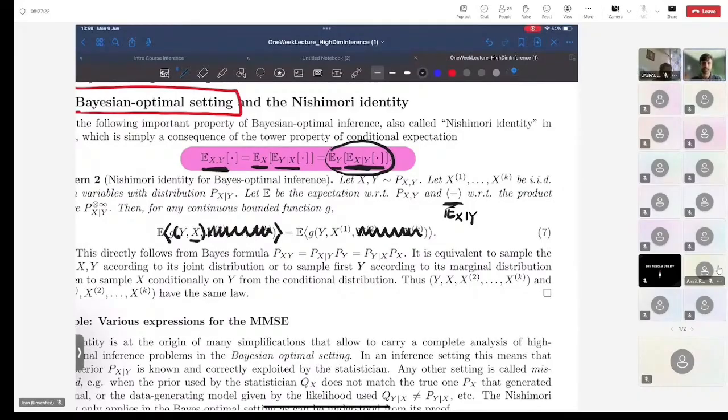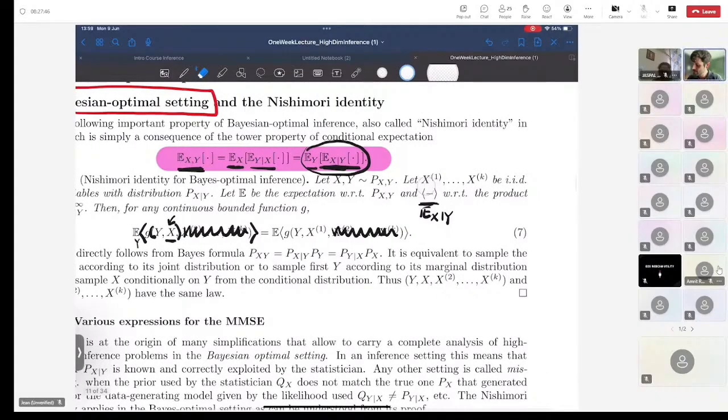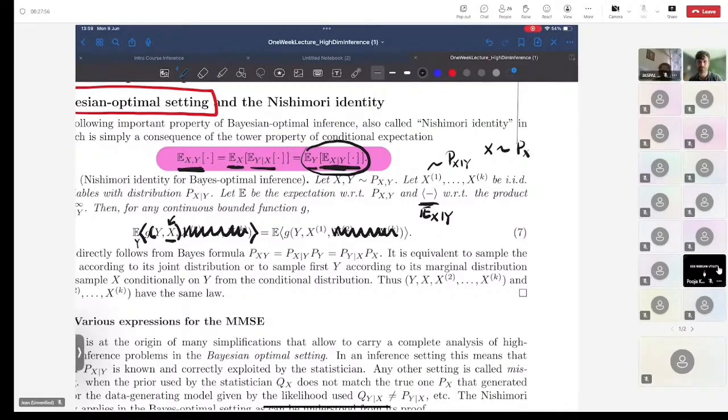Okay? If I take an expectation with respect to the data, and with respect to the posterior of a function that depends on data and the ground truth x, then I can replace in it the ground truth by a sample from the posterior. This is what this x1 means. This x1 is a sample from the posterior distribution, not anymore from the prior. Instead, the x is drawn from the prior.